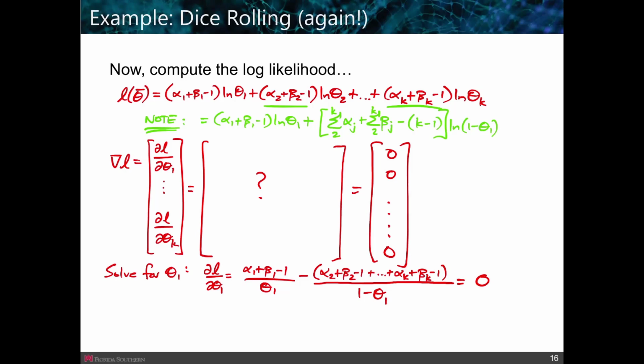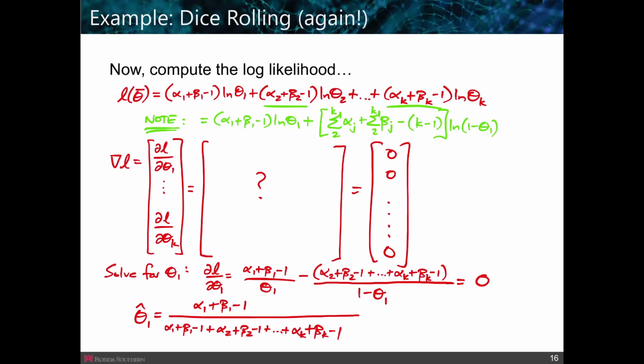Okay, the process is the same. We've done this now, this is like the third or fourth time. You're going to move that negative term to the right side, cross multiply, distribute, and gather the like terms. If you do that, which I would encourage you to do on your own, you should see that the estimate for theta 1 will be equal to alpha 1 plus beta 1 minus 1 divided by a big sum: alpha 1 plus beta 1 minus 1, alpha 2 plus beta 2 minus 1, all the way up to alpha k plus beta k minus 1.